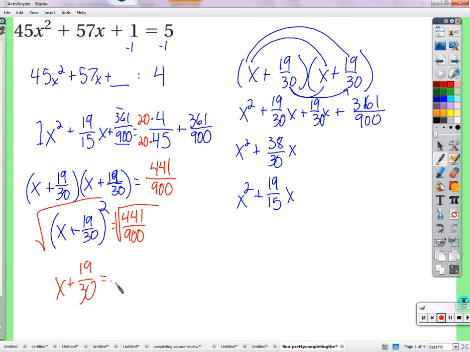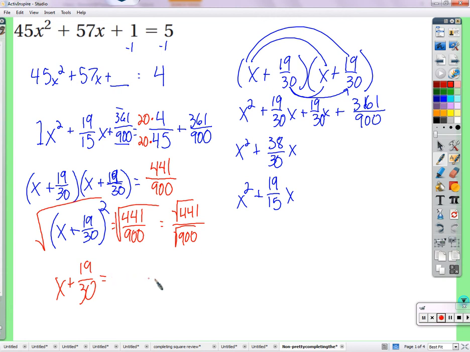Remember, we could think of this as the square root of 441 over the square root of 900. We should know what the square root of 900 is, because it's 30. Is there a square root of 441? Well, there's always a square root of a number, it might be a decimal. Oh, wait, so now there is. What's the square root of 441? 21. 21 times 21 is 441. Well, that's nice. So if the square root of 441 is 21, the square root of 900 is 30.